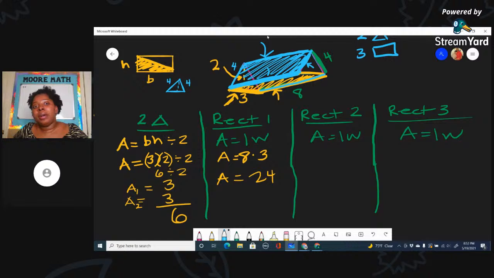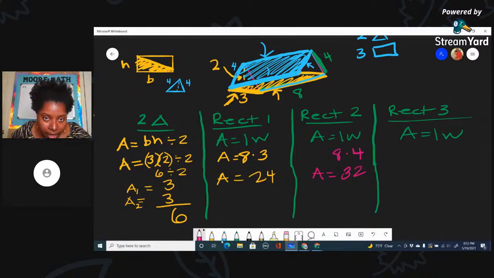Okay, so now what's this? Let me do pink. 4. Good. All right, so we have 8 and 4. And 8 times 4 is? 32. Good. Okay, and then the last one.